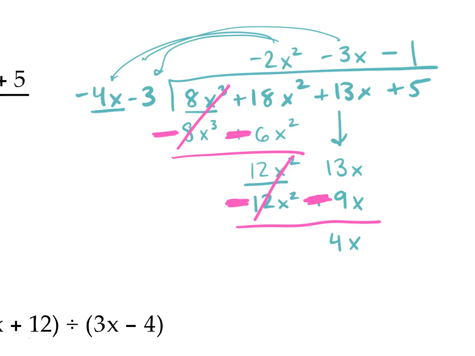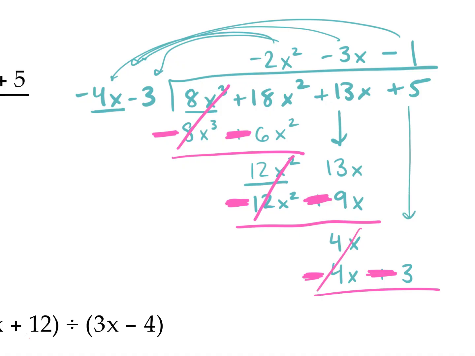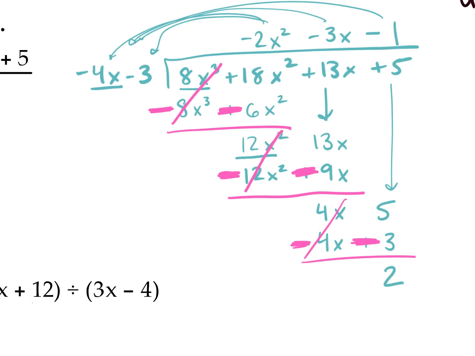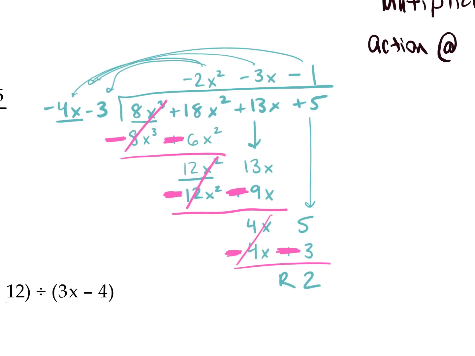Negative 1. Perfect. Then we multiply negative 1 times everything out front. So we get 4x plus 3. Change the sign, and combine. The 4x's cancel. I'm going to drop down the 5 to combine these. 5 minus 3 would be 2. I already wrote my constant though, so what is 2? The remainder. So we have a remainder of 2. So this would be our answer.